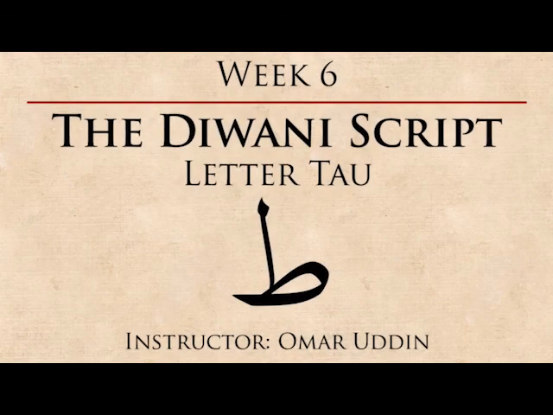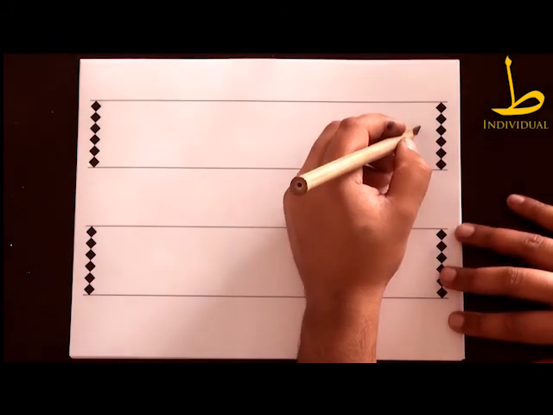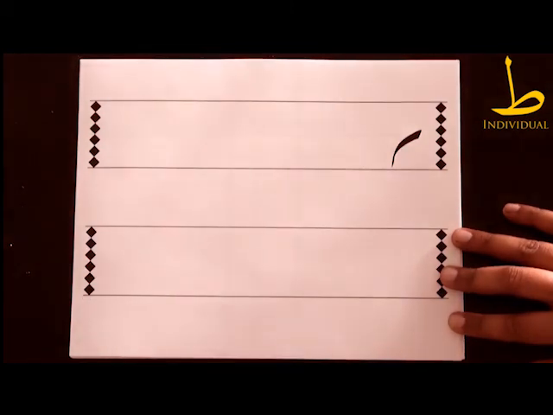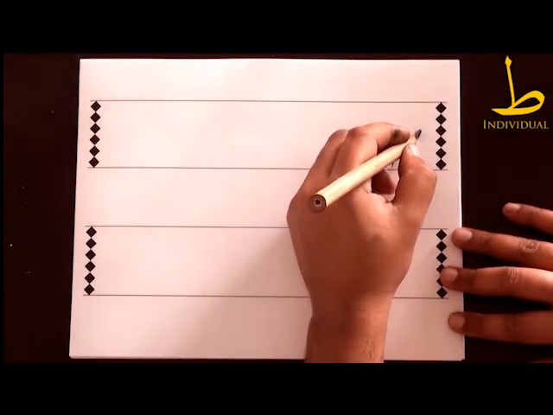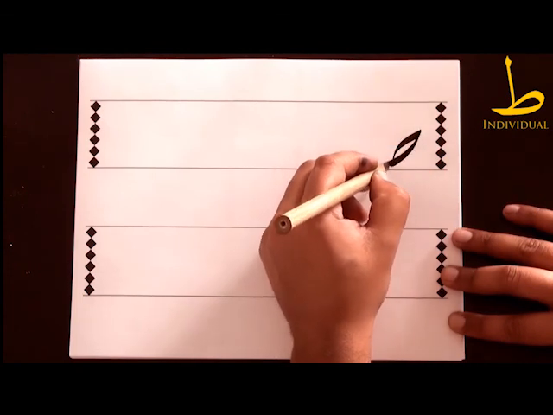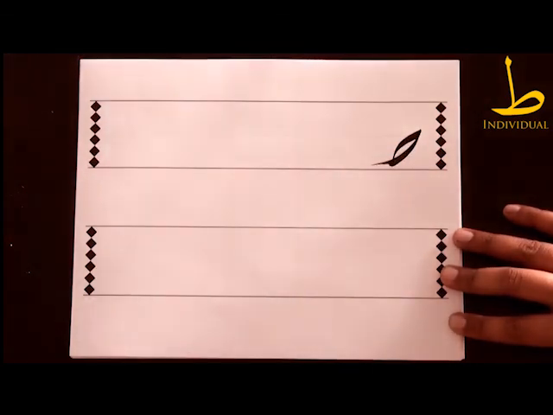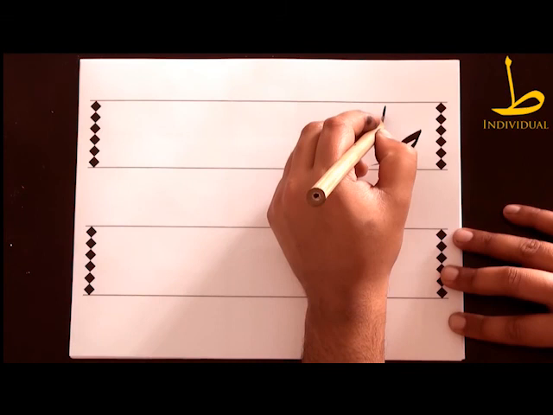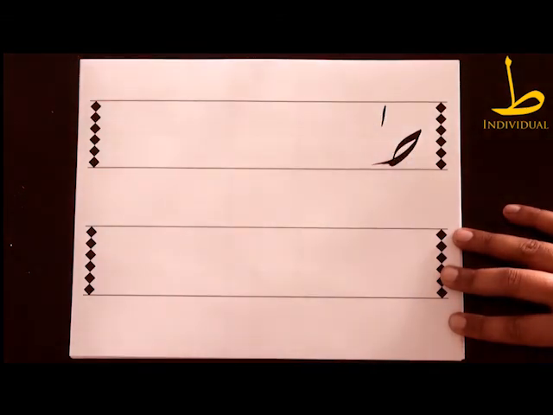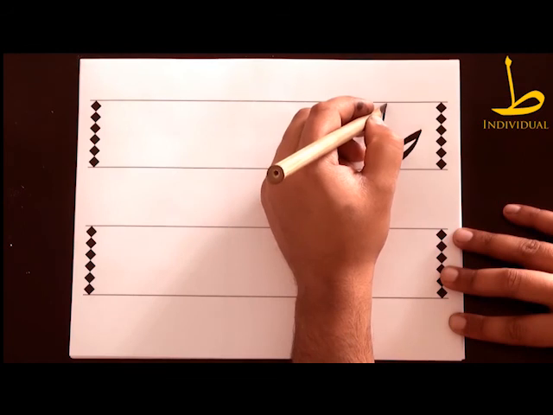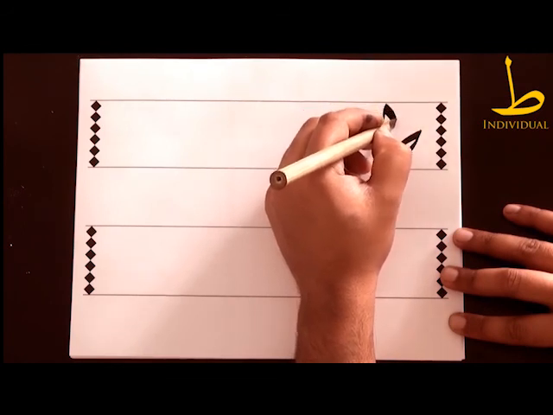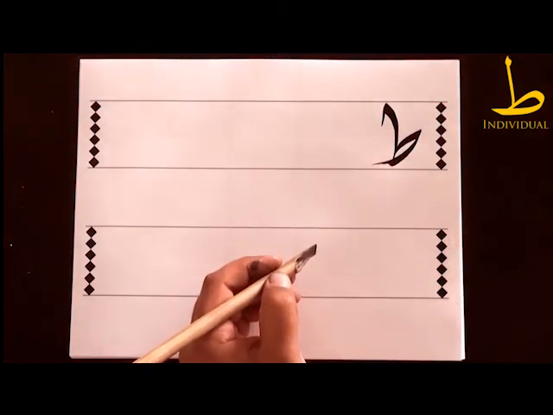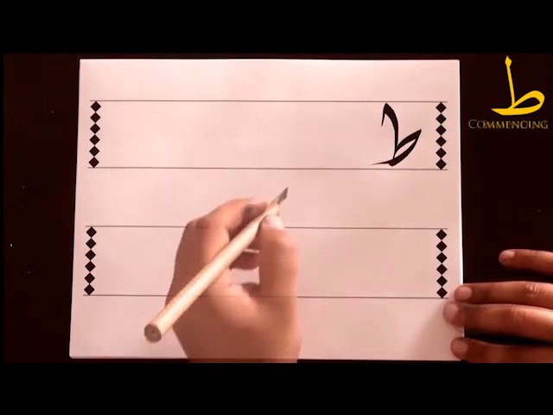Just like in naskh and thuluth, the ta in Diwani is a combination of the initial loop of sad and a shorter version of the letter alif. So the initial loop of sad here would end with a flick going down towards the left hand side, and the letter alif here is a much shorter and also a little bit more linear version of the actual letter. And this is what the individual letter ta would look like in Diwani.